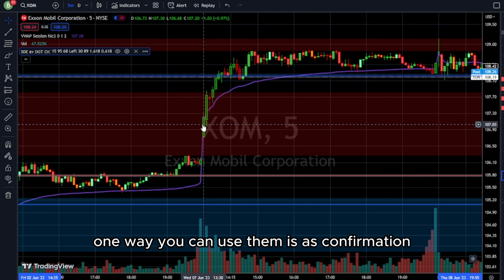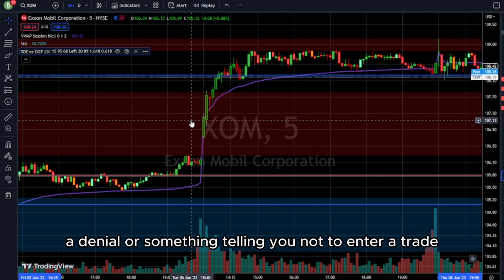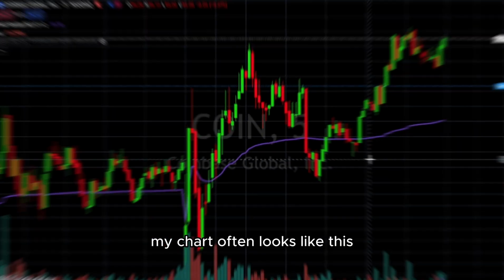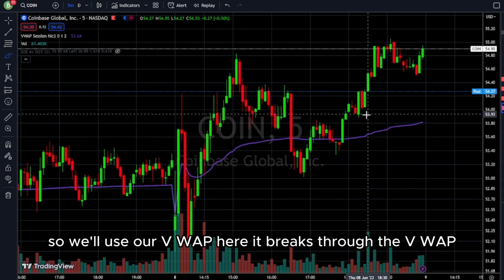One way you can use them is as confirmation to enter a trade, or a denial, something telling you not to enter a trade. My chart often looks like this, with the supply and demand zones hidden, but let's say we want to pick up a trade. So we'll use our VWAP here.